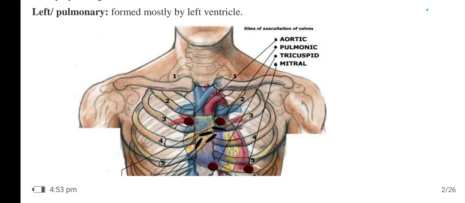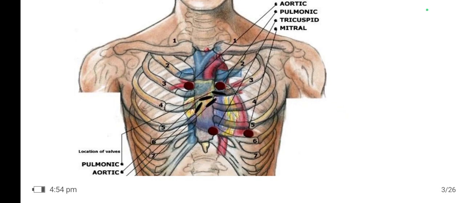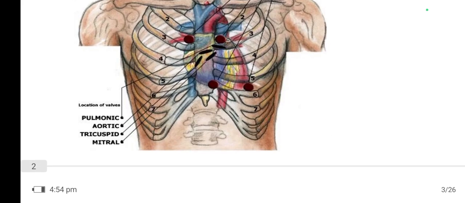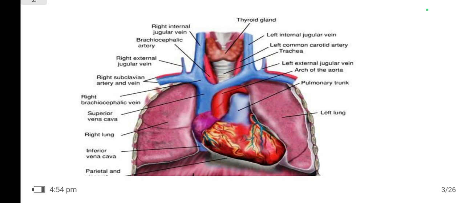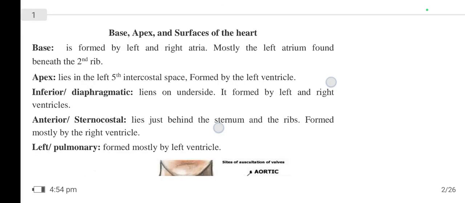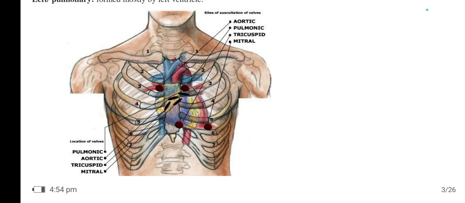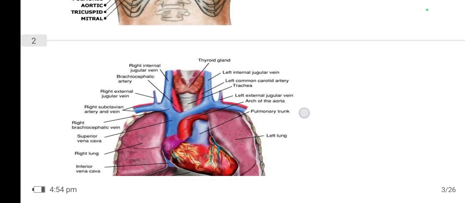This is the site of auscultation, the valve area at the fourth intercostal space. That is mentioned wrongly, but it's the fourth or the third intercostal space. Aortic from the right side, on the left is pulmonic, tricuspid, bicuspid, and correspondingly 5 electrodes can be placed. Pulmonic, aortic, tricuspid, bicuspid, otherwise called mitral. So this is the diagram, location of valves and sites of auscultation parts.